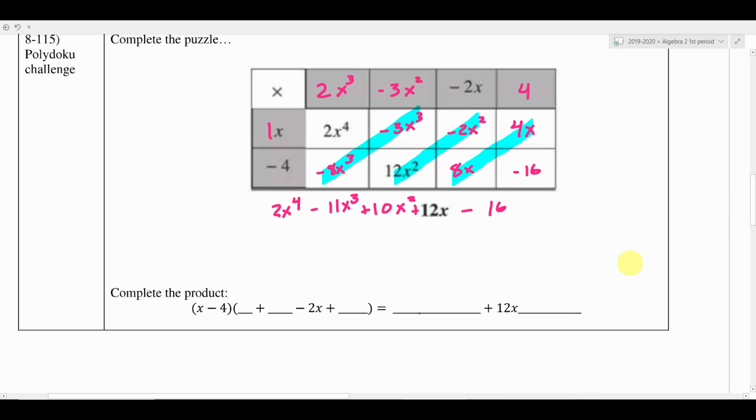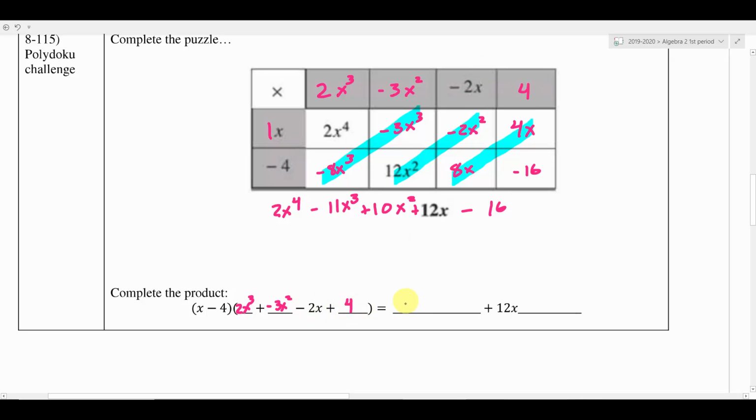So I'm going to go down here, and it says complete the product. So no problem. We had x minus 4 on the side. And then this other parenthesis is going to be what's here along the top, right? So we've got 2x to the 3rd. And it says plus, but we ended up with a negative 3x squared, so it's not wrong. We can just say plus negative 3x squared, not a big issue, minus 2x plus 4.